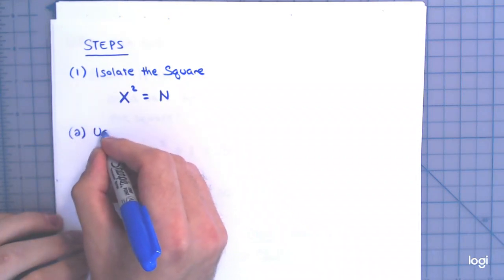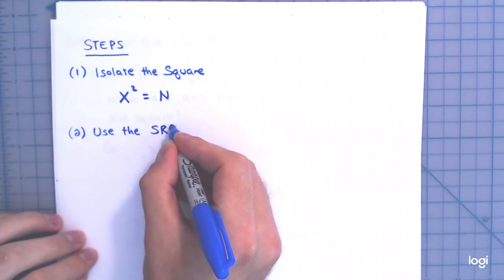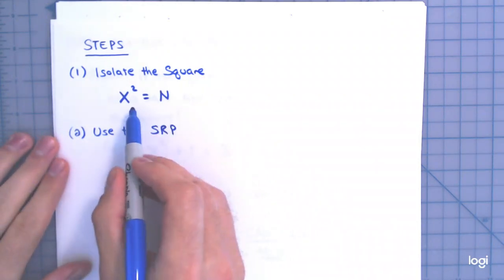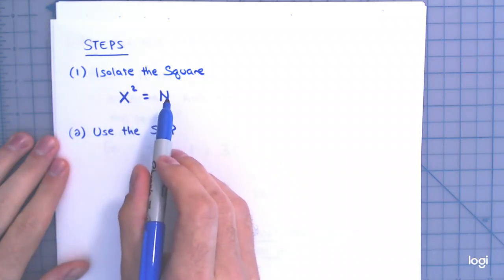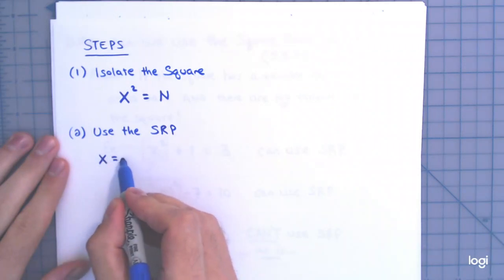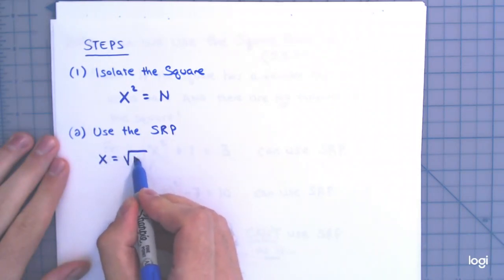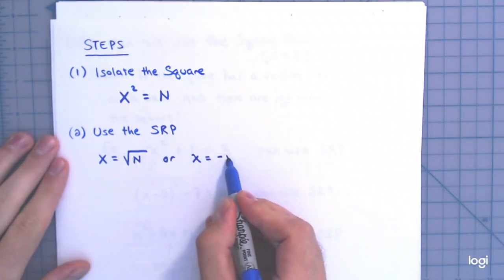Then we're going to use the square root property, again abbreviated SRP. That leads me to solving two equations. Remember, if x squared is equal to some number n, that means that x is either the positive or the principal square root of n, or it could be the negative square root of n.